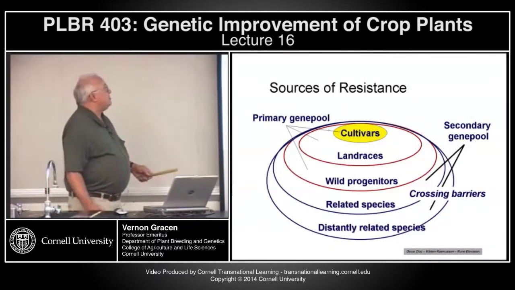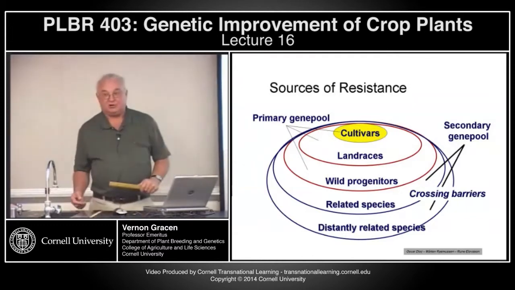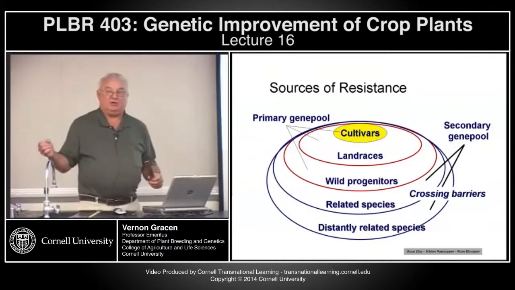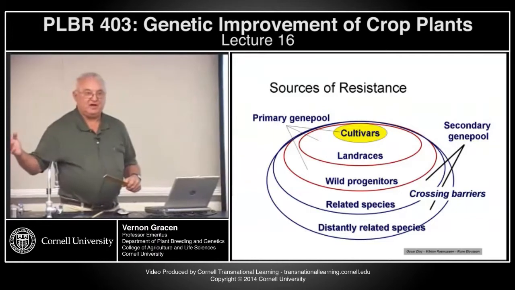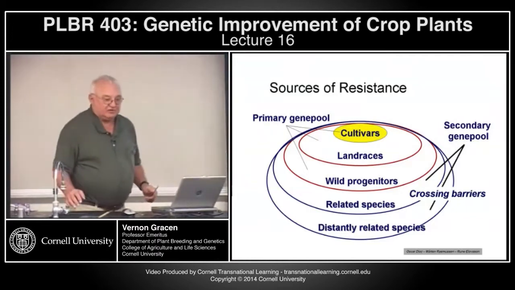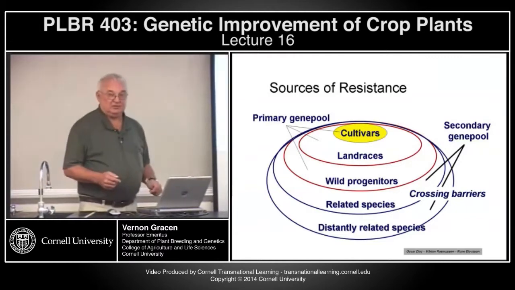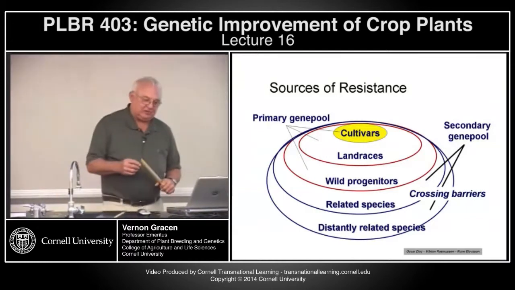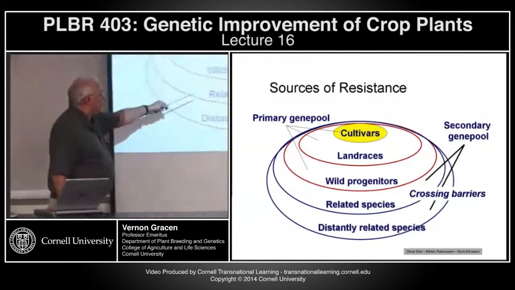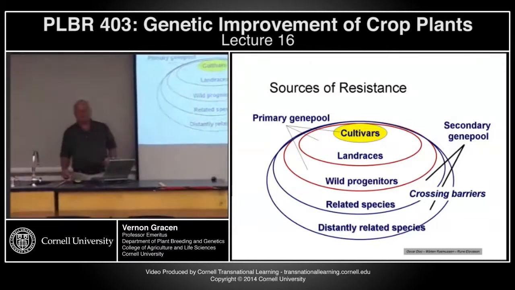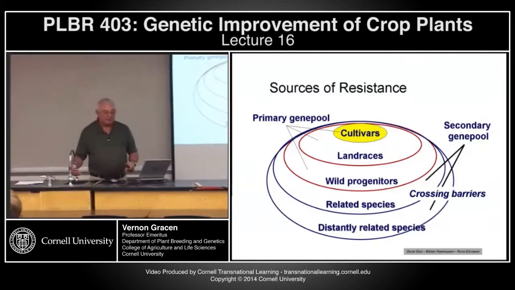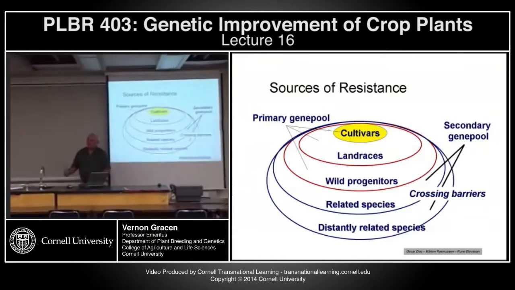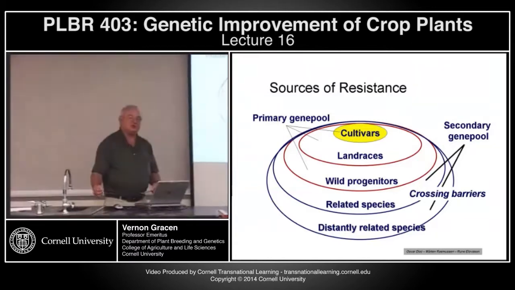So sources of resistance within your primary gene pool for your crop, you can go to resistant cultivars which are often available. It's just they don't yield very well. But they're there. You can often find cultivars released that have levels of resistance. You can go back to land races, or you can go to wild progenitors, the ancestors of your crop species. You can go to related species and even distantly related species. But when you get into the secondary gene pool, you have problems with making crosses. And these are the areas where often you can find the best sources of resistance.